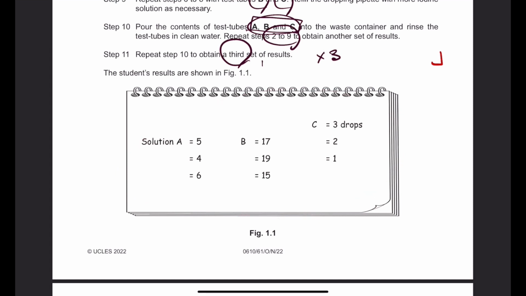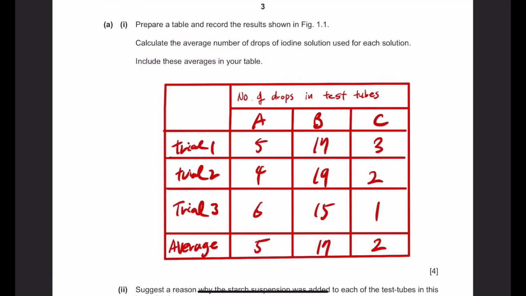Okay. And of course, for paper 6, you always get to make a table using these results. So I've already made a table for you guys, and it's very important to identify what to put as heading. So you actually need appropriate headings for each column and row.